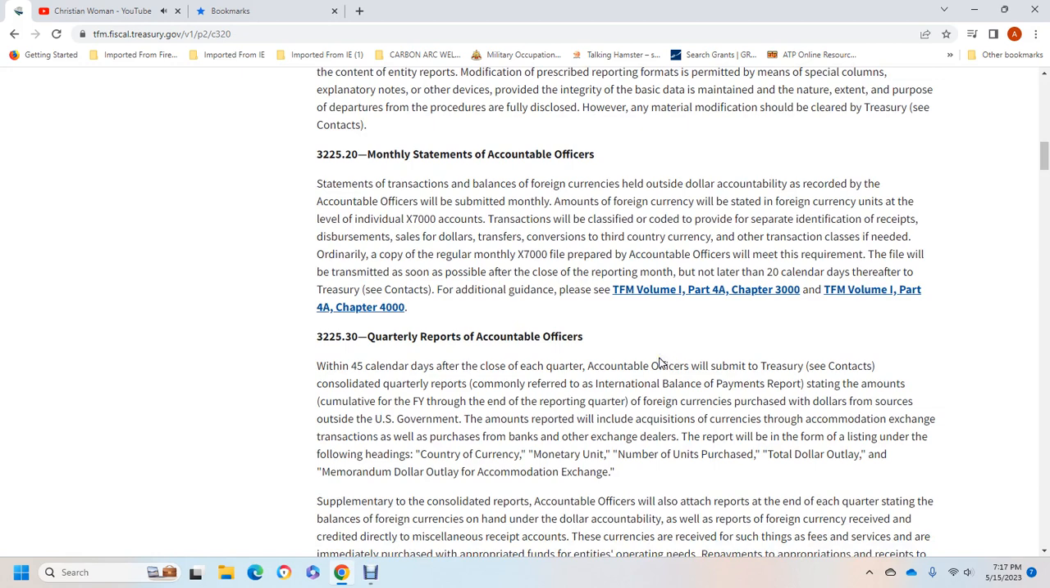Accountable officer will submit to the Treasury consolidated quarterly reports, stating the amounts of the cumulative fiscal year ending with a report of the quarter of the foreign currency purchase of the dollar, short of the also of the U.S. government. Amount reported will include the acquisition currency for the accommodation exchange with the transaction purchase of the bank exchange. The report will be informed of the listing under the heading country of currency with the monetary unit, the number of the units purchased with the total dollar outlay.